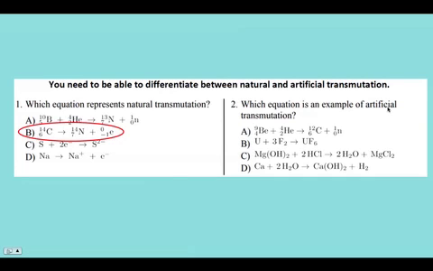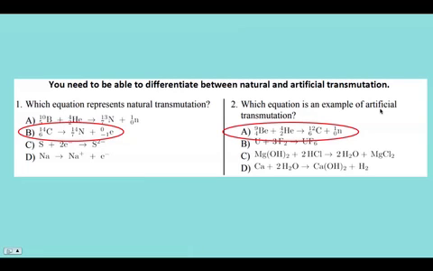And then over here, for artificial, A is the only one that has that atomic notation in the equation. B, C, and D are all examples of chemical equations. The other thing is that with the atomic notation, you have 2 things on the left, which is an indication that you have artificial. So the best choice there is A.